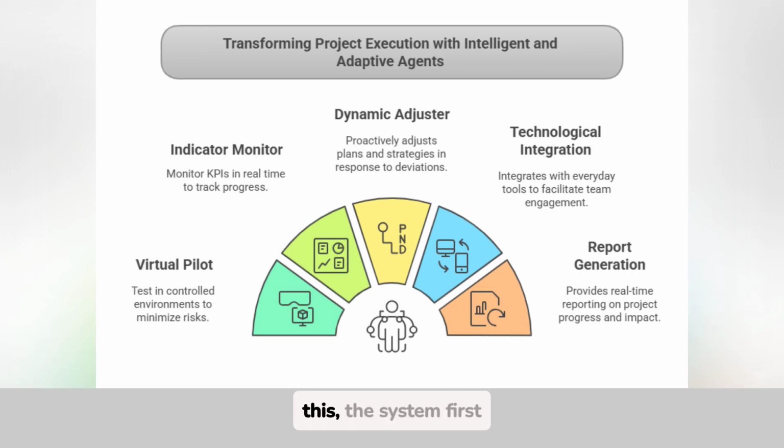Exactly. With this, the system first tests, measures results accurately and objectively, and only if it works does it scale to the rest of the organization. Then comes the indicator monitor. This is like having a real-time dashboard. It closely monitors all the plan's KPIs, delivery times, conversion rates, error frequency, task completion, associated costs.